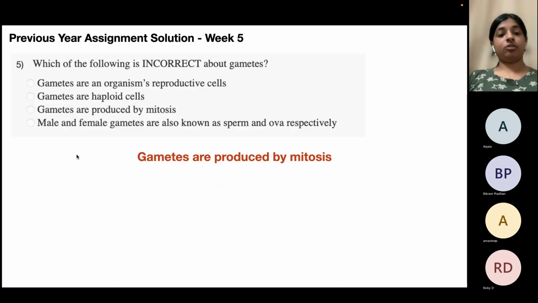So the answer to this would be that gametes are organisms' reproductive cells. Gametes are haploid cells. Male and female gametes are known as sperm and ova respectively. All three are correct. But the statement in between says that the gametes are produced by mitosis. We know by this week's course content that this is not true. It is produced by meiosis because it needs to be a haploid cell instead of diploid.